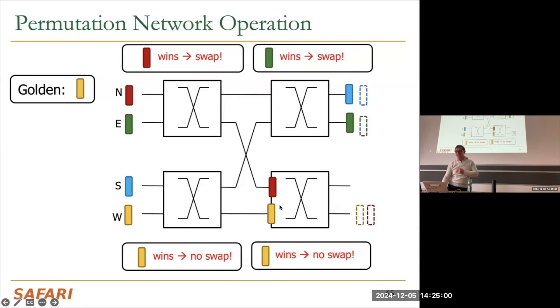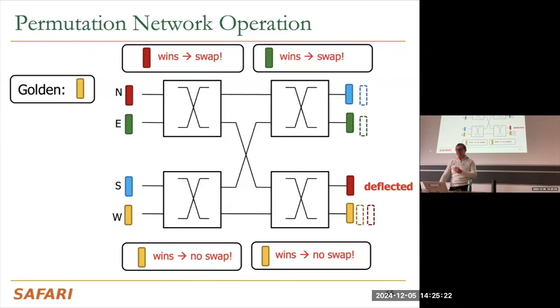Here, the golden one wins. So it gets routed to its productive output port, but the red one loses and it gets deflected. In this case, there was no other choice. So this case is a good case. Well, the red one would have been buffered, right? In a buffered network, the red one would have been buffered, but now it gets deflected, so it's going to take some longer route to its destination.